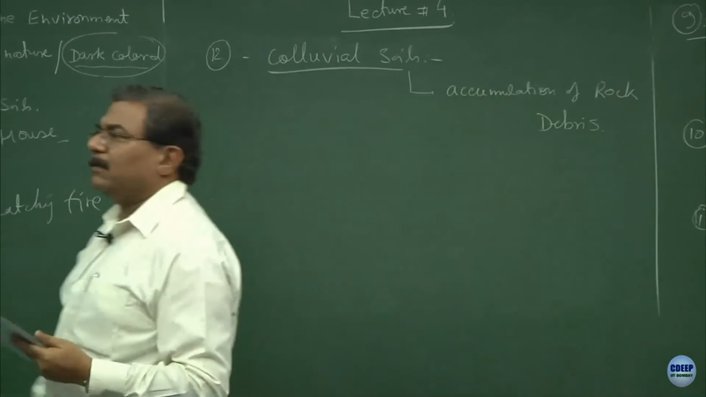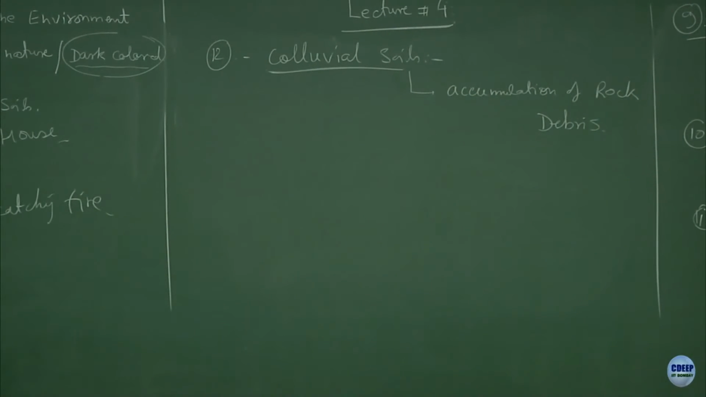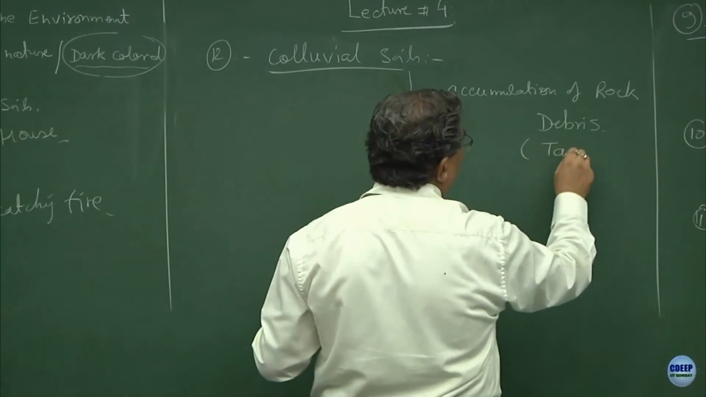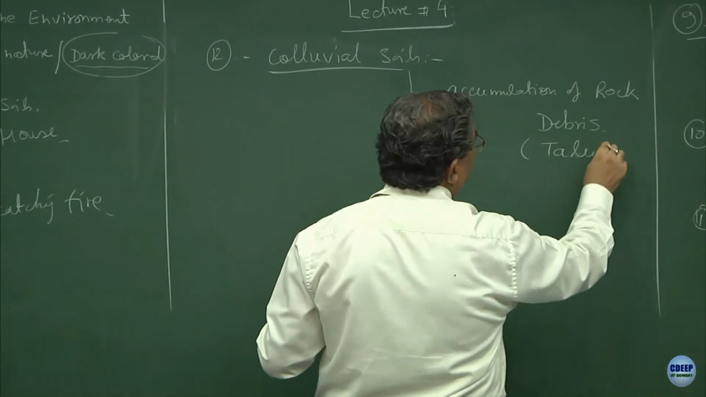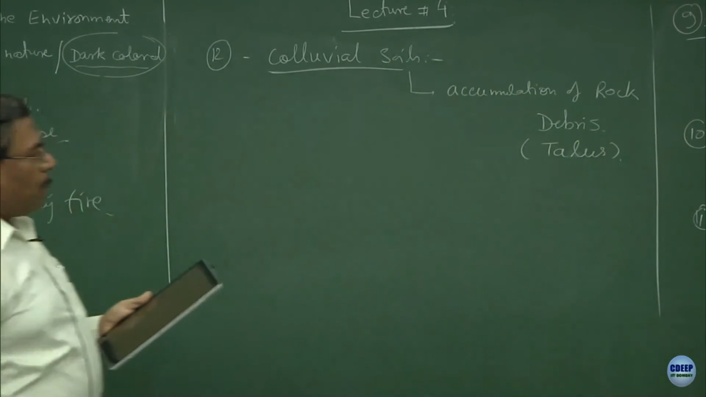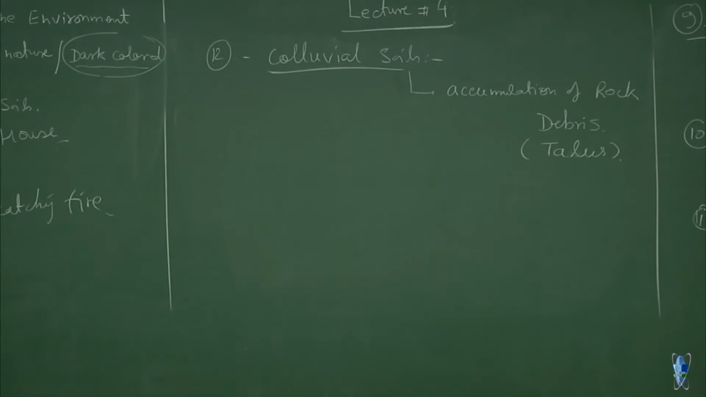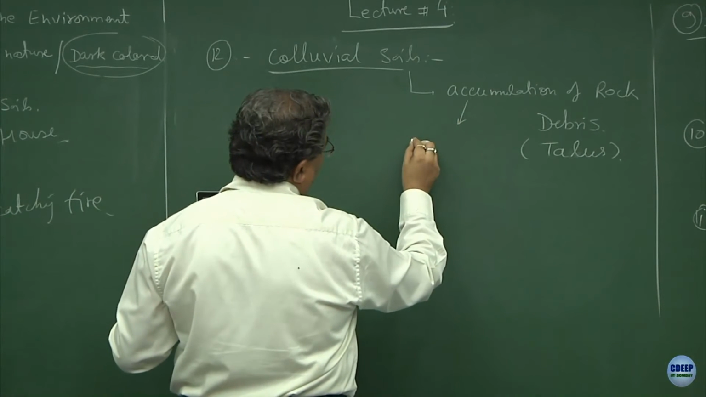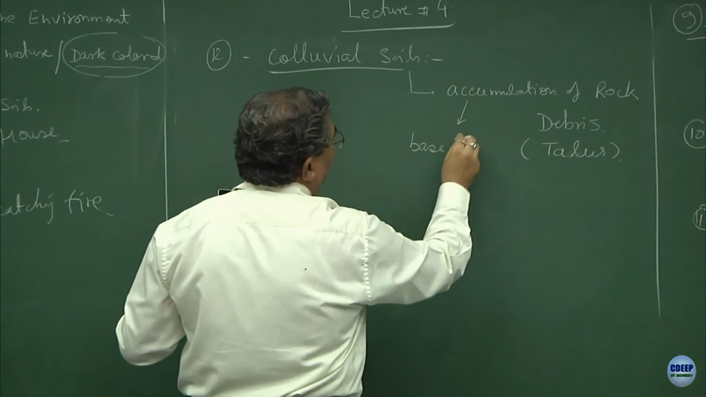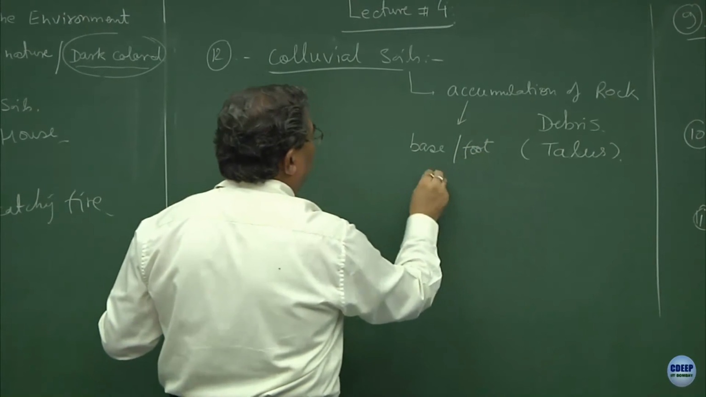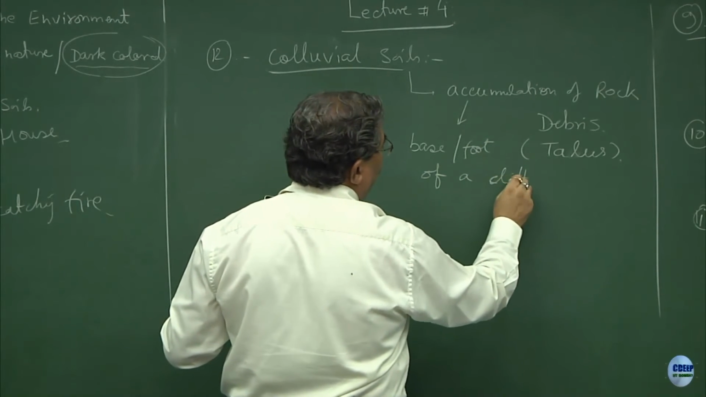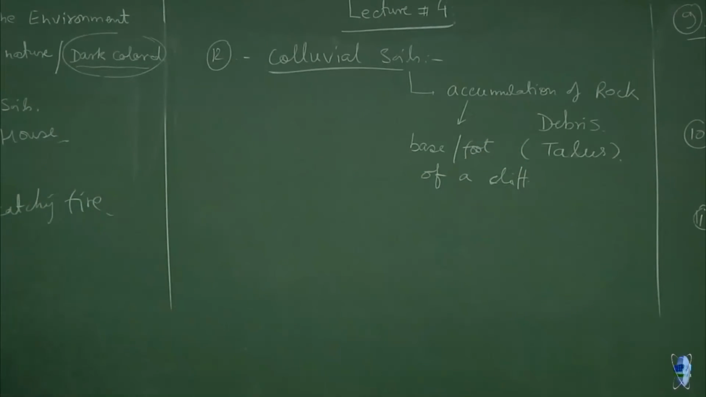What are debris? Discards, construction debris for that matter. We also call them talus. This is the name of the soil, talus, and mostly they get deposited at the base or the foot of a cliff. You know what is a cliff? Almost a vertical system of rocks, near vertical.